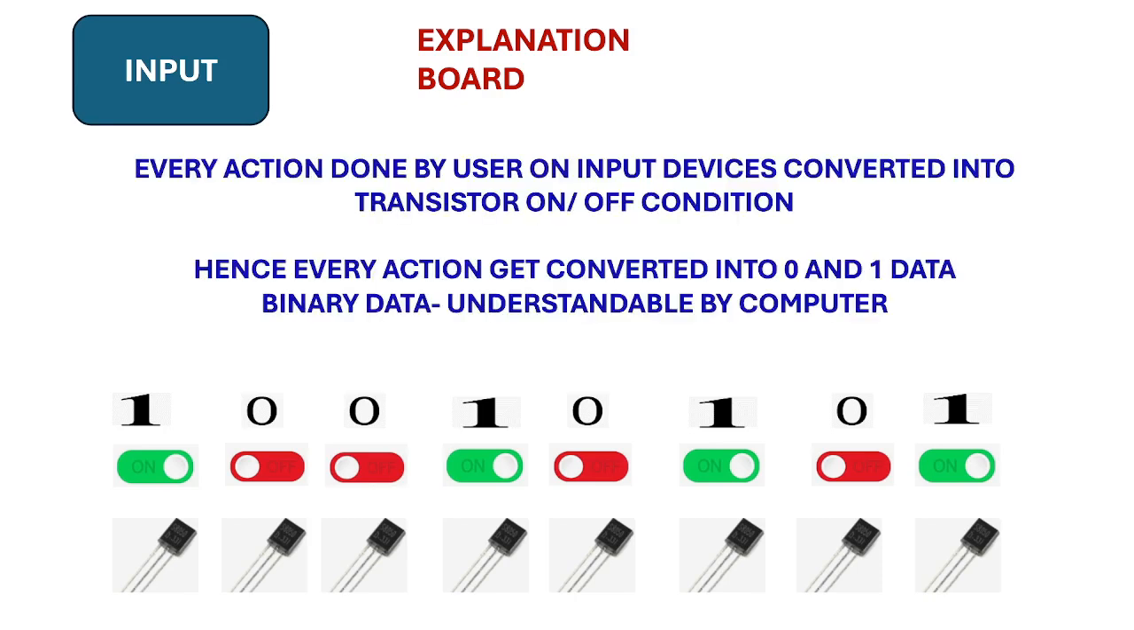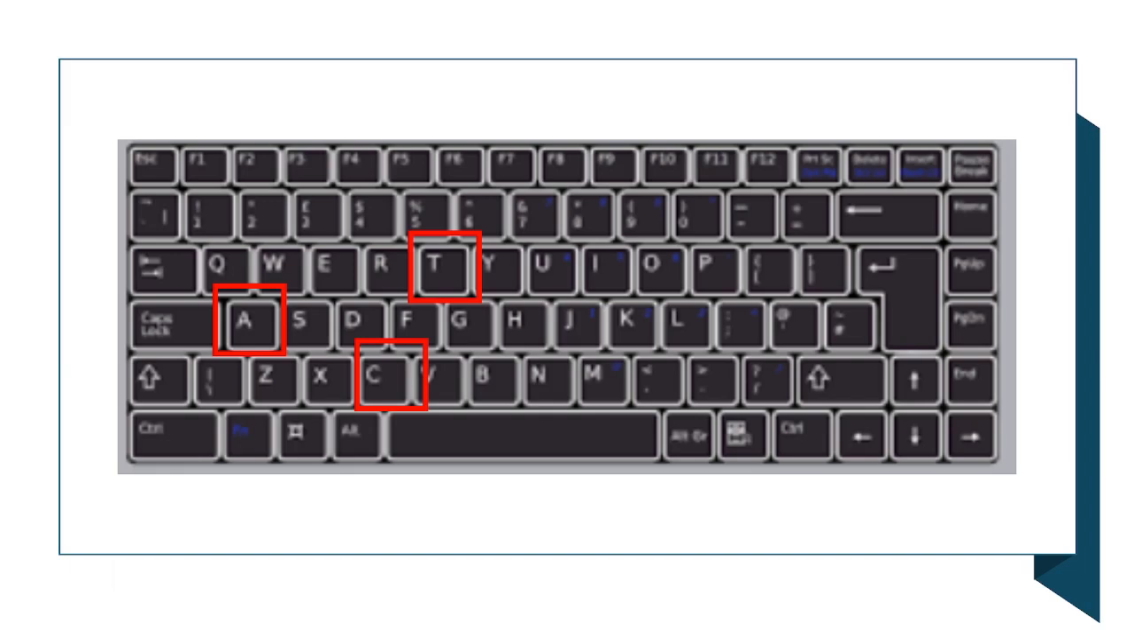Let us understand, every action done by the user on an input device is converted into a transistor on off condition. Hence every action gets converted into 0 and 1 data. That data we often call binary data, which is also known as bits in a very simple format. And that binary data is understandable by the computer. So let us understand this by taking one example. Suppose there is a user who is typing CAT, that is a cat.